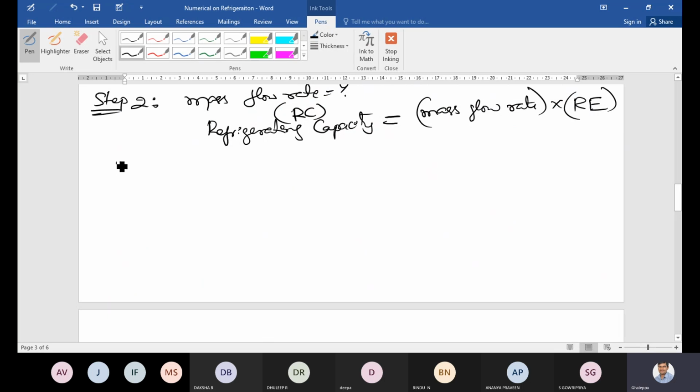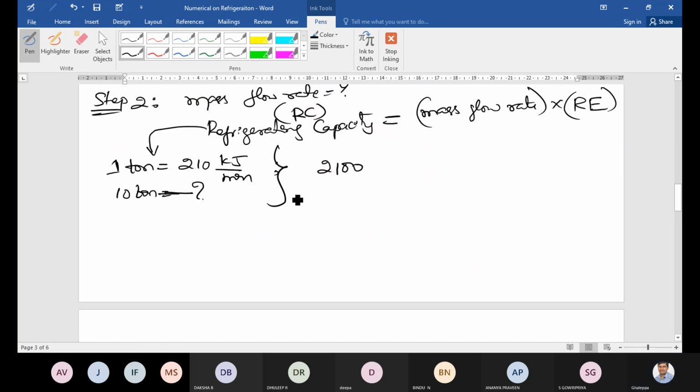1 ton of refrigeration is equal to 210 kilojoule per minute. But how much has he given in the numerical? 10 ton of refrigeration. So 10 ton means how much? That you consider as refrigerating effect. So the refrigerating capacity, I will get 2100. Correct? 10 into 210. Right or wrong? 2100. Keep in mind the unit is kilojoule per minute.